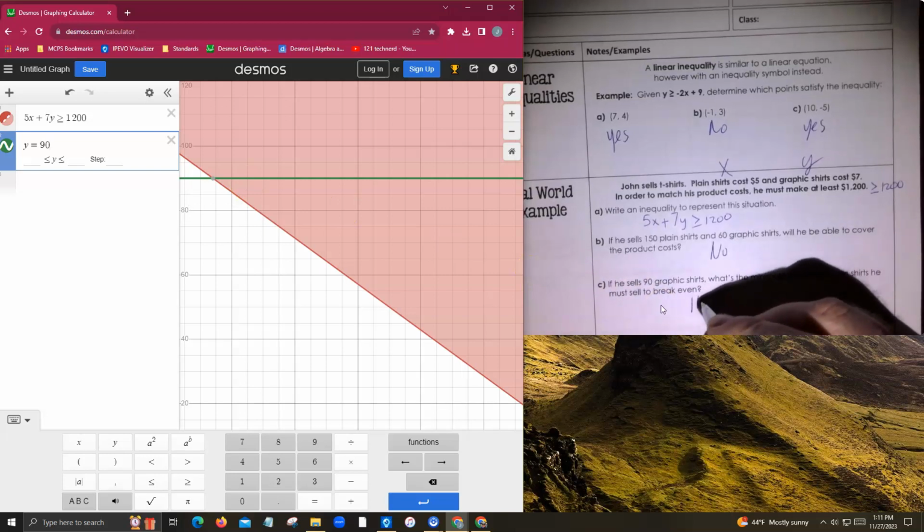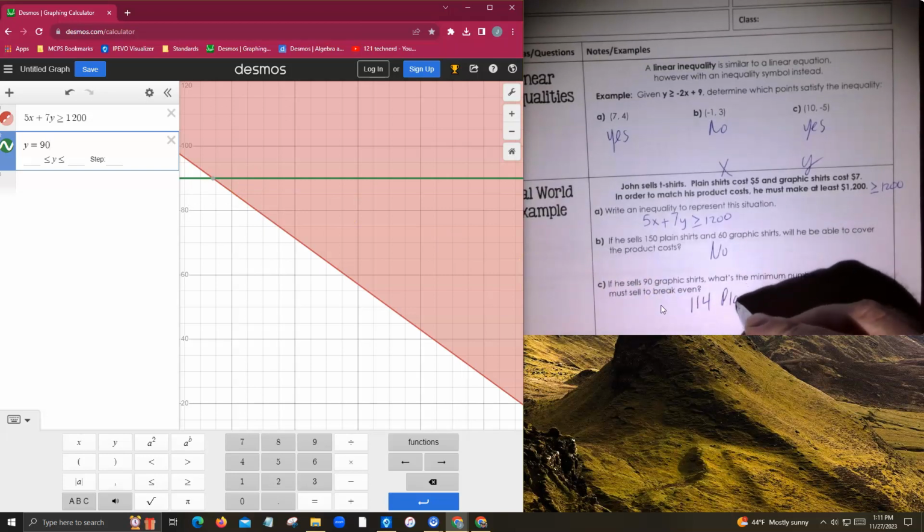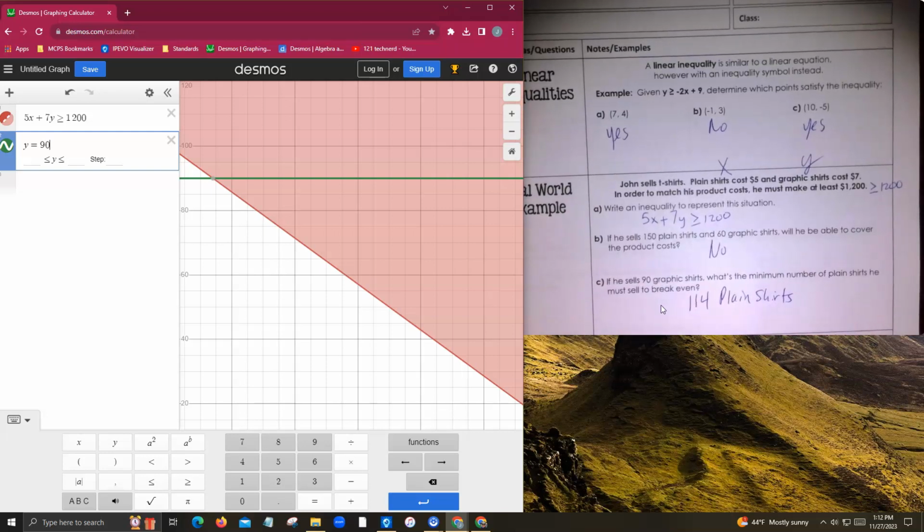114 plain shirts just to break even. If I make more than 114, I will be in here. If I make under 114, I will lose money.